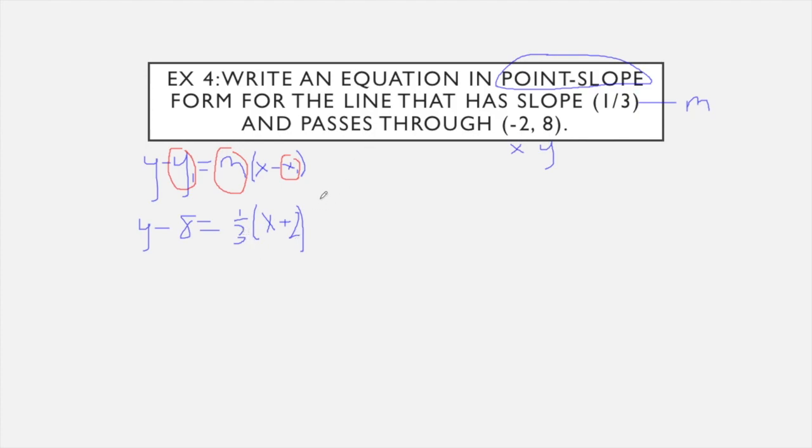So point-slope form, you should remember you like those because they're shorter. So we are done on example 4. Y minus 8 is equal to 1/3 times the quantity x plus 2. So do remember this form and have that down. Memorize that so you can do that form on your test.